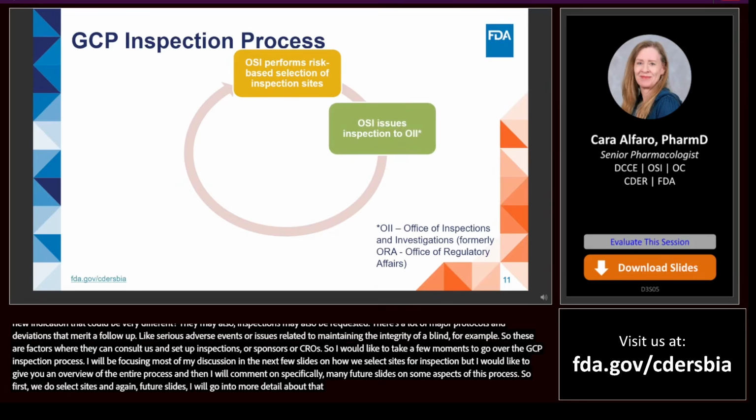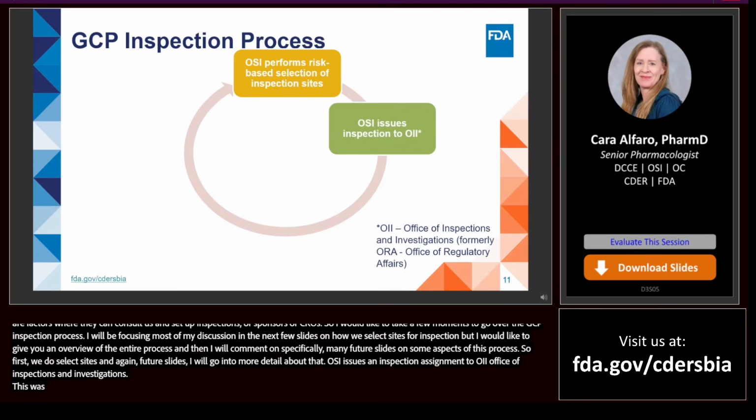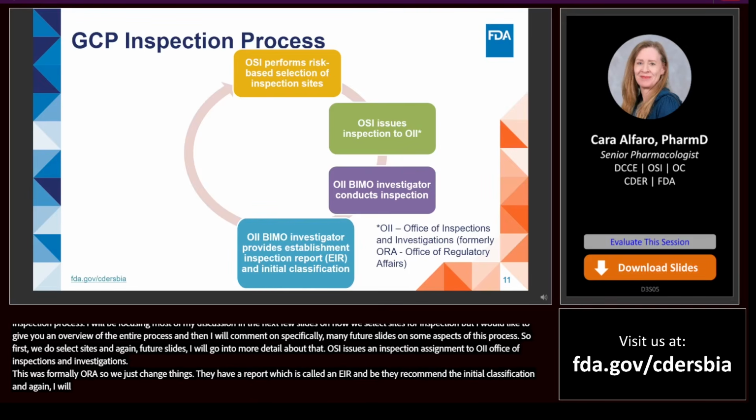OSI then issues an inspection assignment to OII, and that's the Office of Inspections and Investigations. And this was formerly ORA, so we just changed things to confuse everyone, including ourselves. I'll be calling it ORA for a while until I get used to it, but now it's OII. And then the BIMO investigator for OII conducts the inspection. The BIMO investigator provides an establishment inspection report, which is called an EIR, and they recommend an initial classification. And again, I'll go through what those classifications are in future slides.